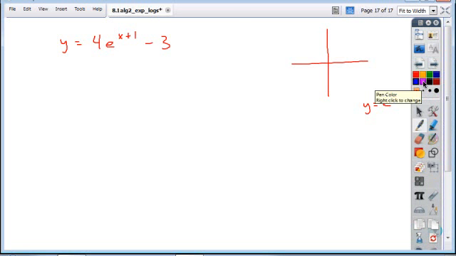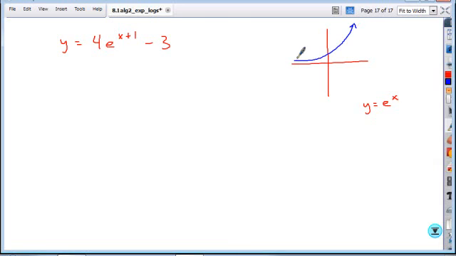Is e a number whose absolute value is less than 1? No, it's 2.7, right? So it's just like having a base of 2 or 3 or whatever. It's a growth model. So your general graph is going to look like this, and all of the rules that we follow for the graphs will apply. So when you look at this equation right here, is it growth or decay? Growth, because the sign of our power is positive. So this is a growth model.